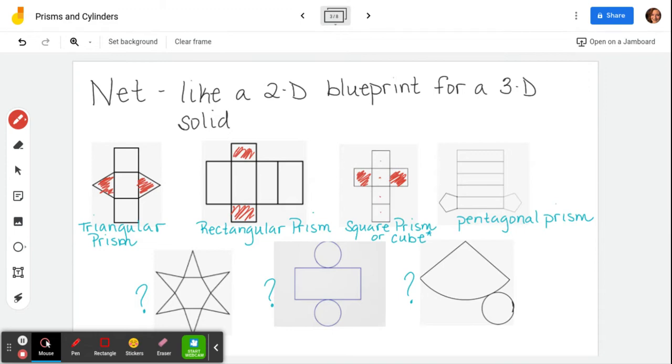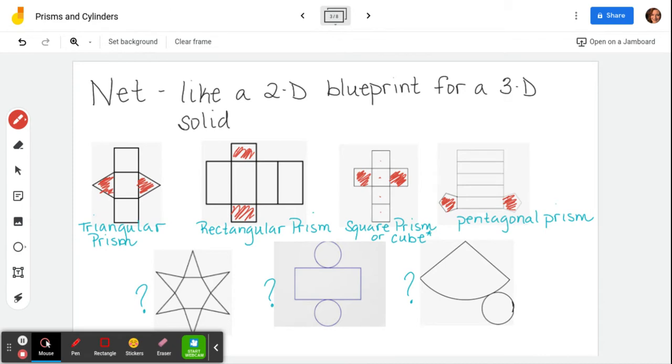I mentioned a little while ago if your bases are pentagons. So here's one where we have five-sided figures. We have pentagons, and then they're connected by five rectangles. You can pronounce that pentagonal prism. If your bases are hexagons, you can call that a hexagonal prism.